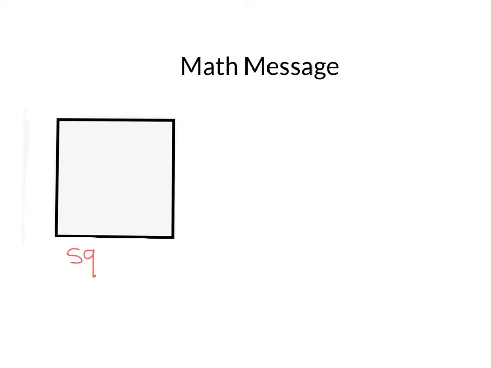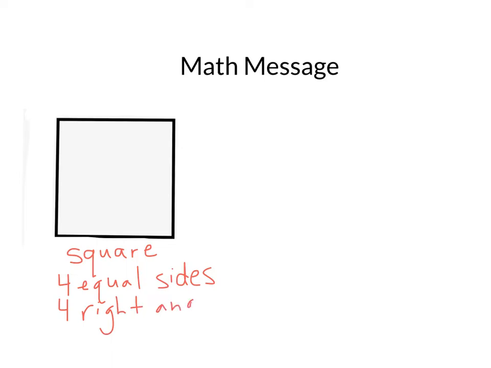All right, when you look at the shape in front of you, you might identify it as a square. And one of the things that makes it a square is it has 4 equal sides. It also has 4 right angles. Another thing that you're going to notice about this square is it's 2D or two-dimensional. And we know that it's two-dimensional because it's flat. It only has a width and a length.